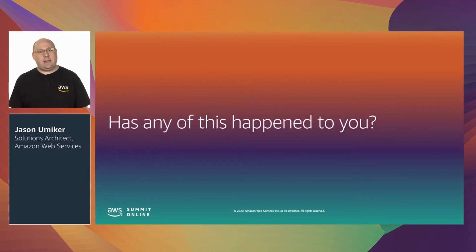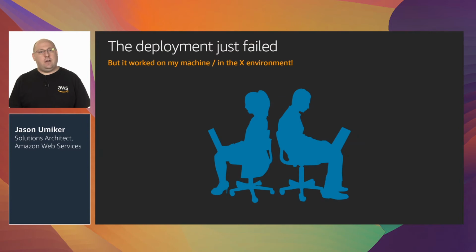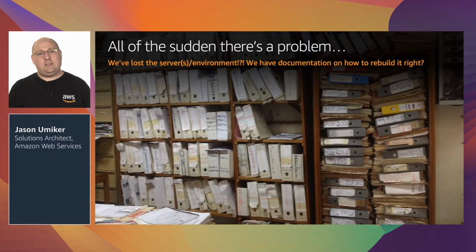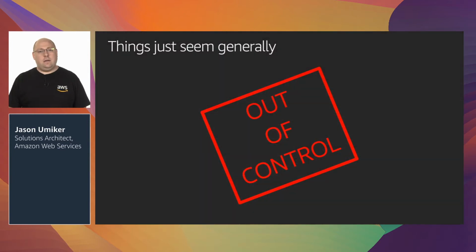So, has any of this happened to you? A deployment just failed, and you hear, "It worked on my machine," or "It worked in our staging environment." Or perhaps you have a major incident, and you frantically try to work out, has anything just changed? What changed? Who changed it? And some finger pointing ensues. And maybe that incident means that you need to rebuild some things. So you go looking for the documentation, and if it even exists, maybe it's not up to date. Or maybe things just seem generally out of control.